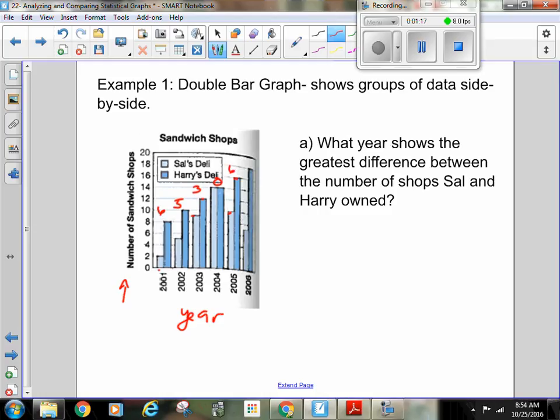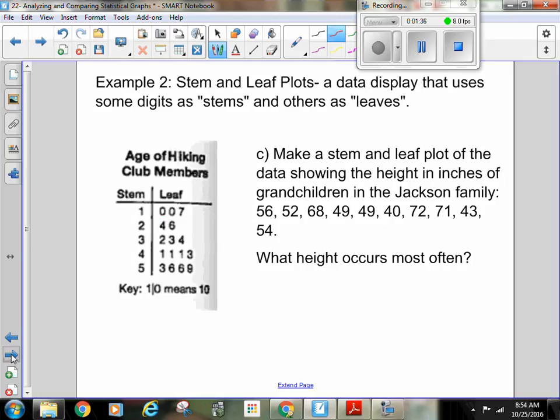In 2006, we see that Sal has 7 and Harry has 18, so that's a difference of 11. So what year shows the greatest difference? Well, that would be 2006 by 11. And we can probably see that just looking at the graph, but it was good for us to calculate that. This is A out of your assignment.